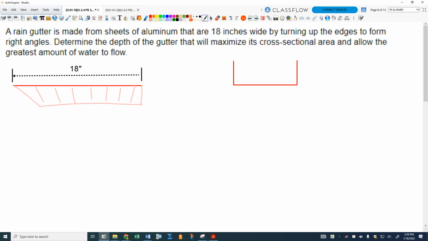All right, so we want to come up with the dimensions here that are going to allow the greatest amount of water to flow. So we're going to try to maximize the volume of this gutter. Okay? We can do that without calculus. Suggestions?